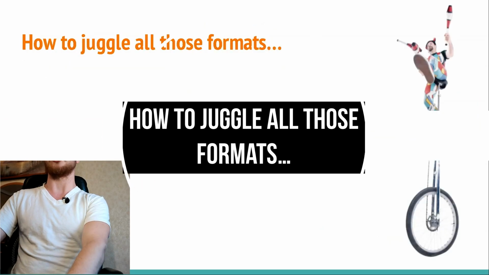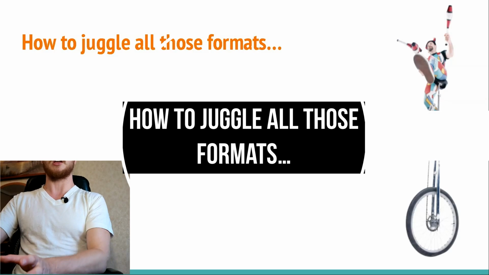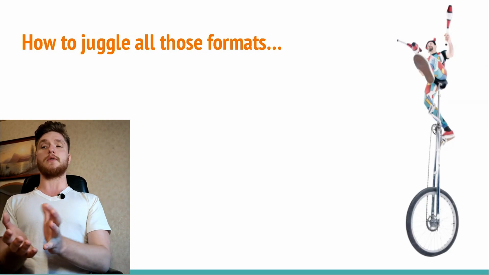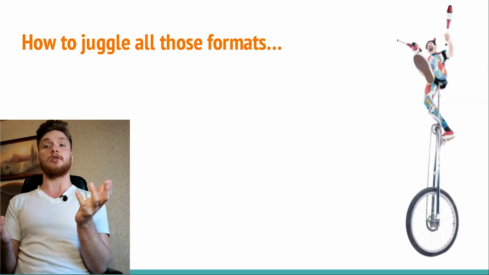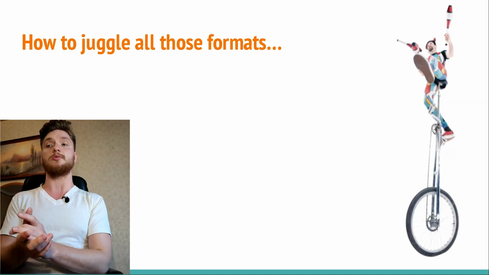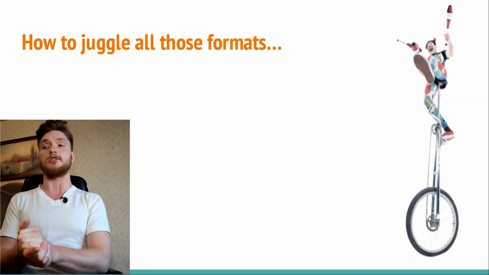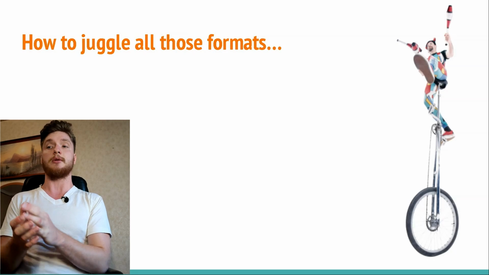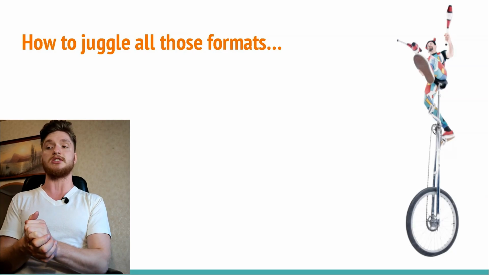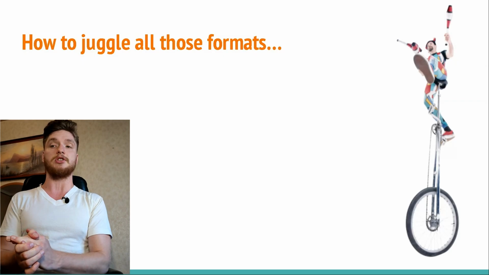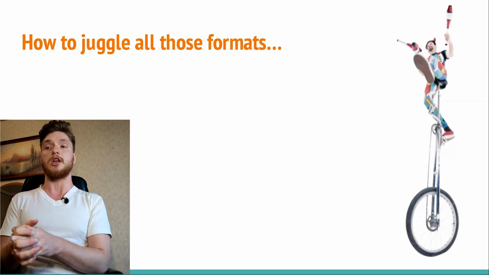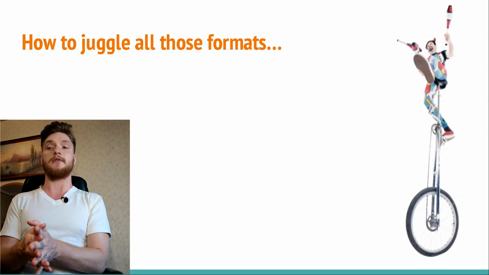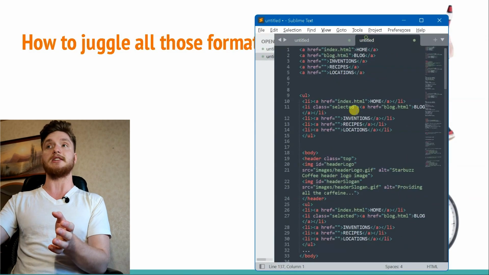Okay, how to juggle all those formats. So we know it's a messy world with respect to video format, but what to do? Depending on your audience, you may decide to provide just one format of your video or several. In either case, you can use one source element, not to be confused with the SRC attribute, per format inside a video element to provide a set of videos, each with its own format, and let the browser pick the first one it supports, like this.